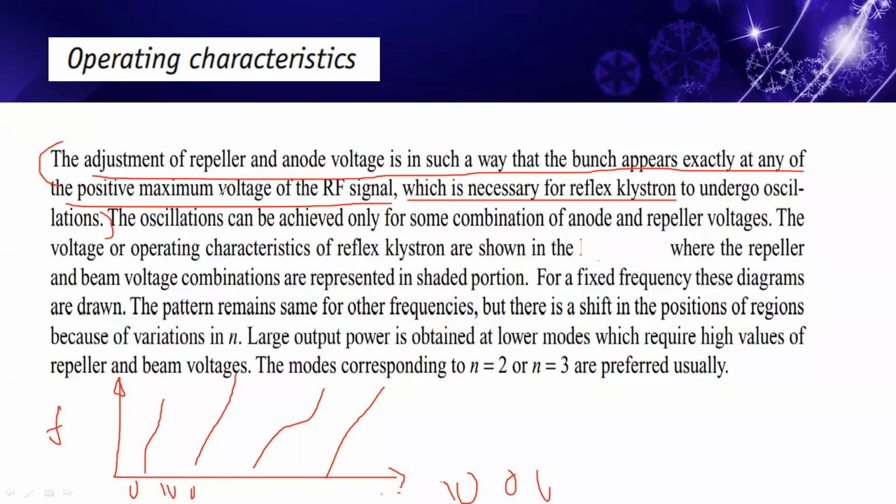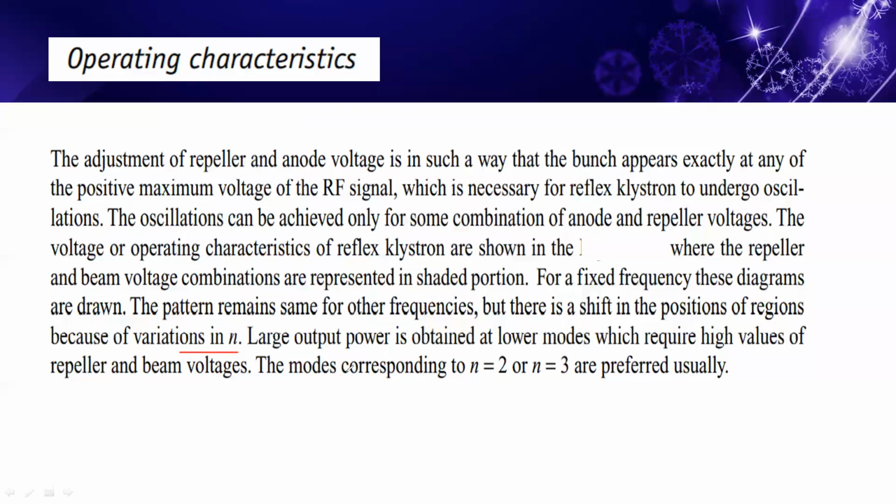Similarly, the voltage and operating characteristics of the reflex klystron, as shown previously, the repeller and beam voltage combinations are represented by the shaded position. For a fixed frequency, these diagrams are to be drawn. From the previous picture, what is the conclusion? The pattern remains the same for other frequencies, but there is a shift in the position of the region because of the variation of n. So what is the conclusion from this previous slide?